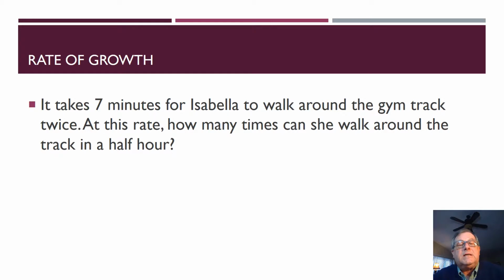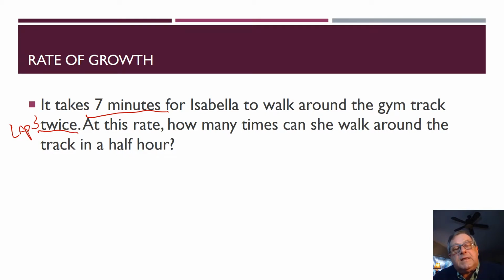Okay, so let's see. It takes 7 minutes, so there's a unit of measurement, for Isabella to walk around the gym track twice. And we could say that that's a unit of measurement: laps. How many laps can she walk around the gym track? At this rate, how many times can she walk around the track in a half hour?